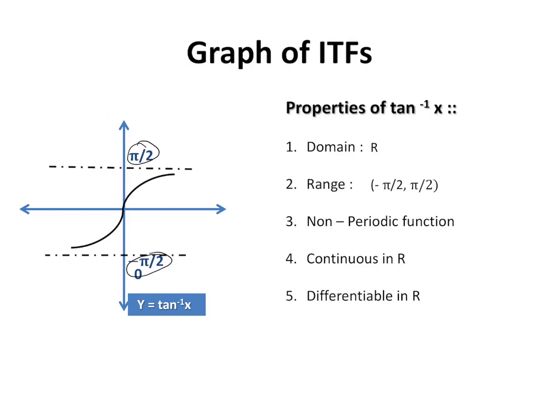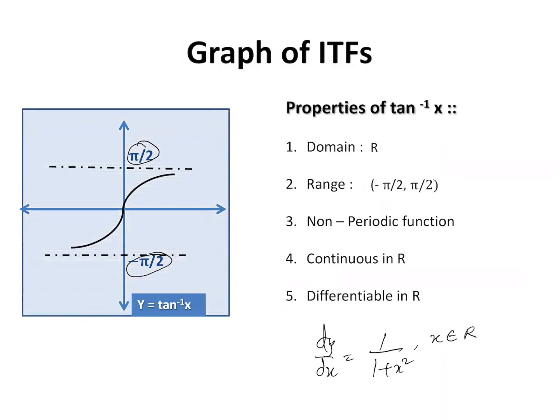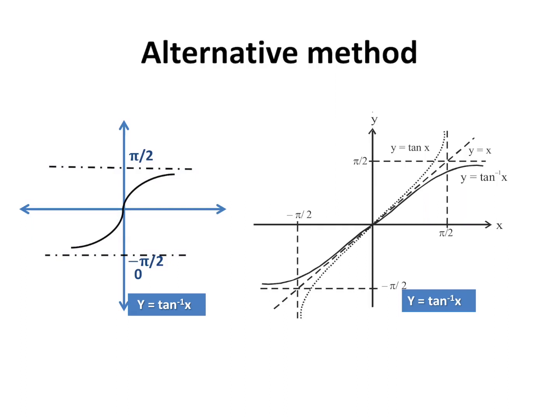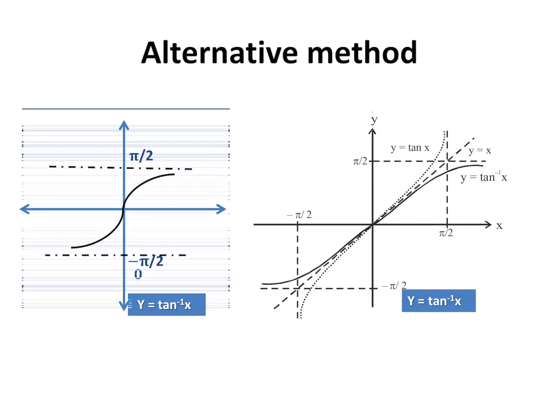It is again a non-periodic function. Yes, the graph is only contained between these lines. There is nothing else outside this graph. It is a continuous function. It is a differentiable function. We also know the differentiation of tan inverse x. Yes, the differentiation of tan inverse x will be 1/(1 plus x square) for x belonging to R. This is an increasing function as demonstrated in the graph. Again, I am showing you the alternative method for the same. So, you can also draw this graph using the y equal to x line symmetry method.